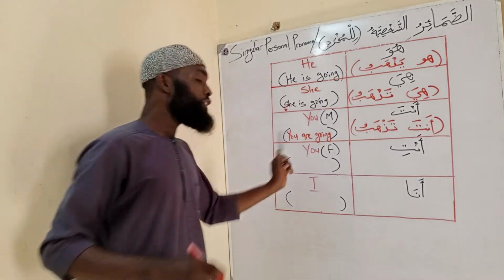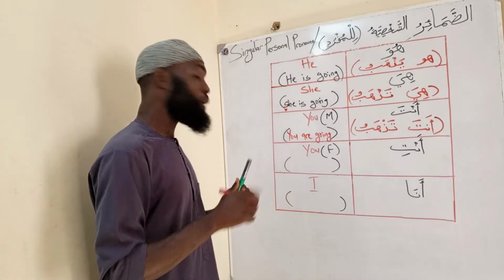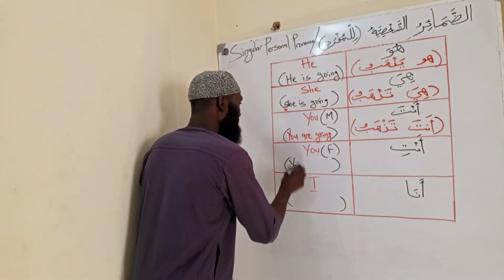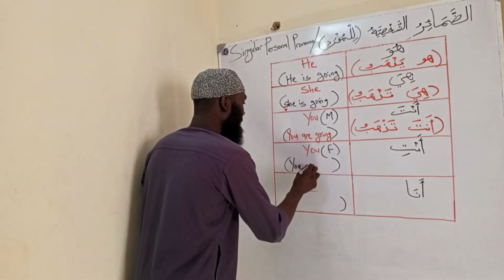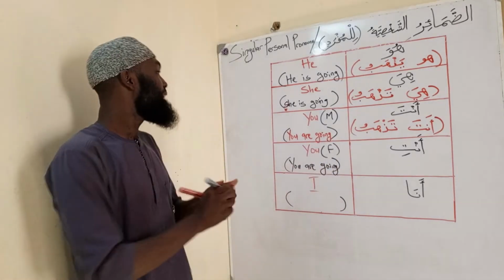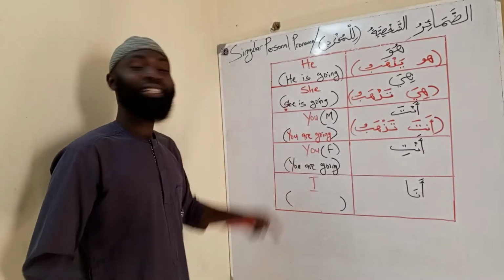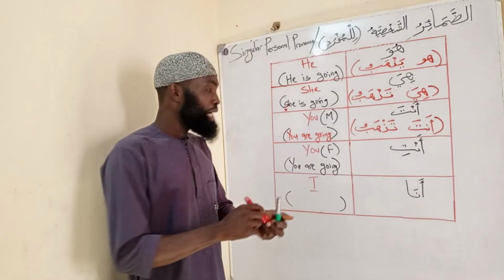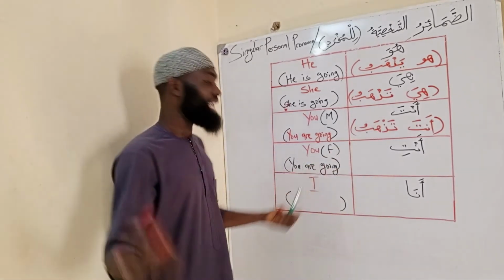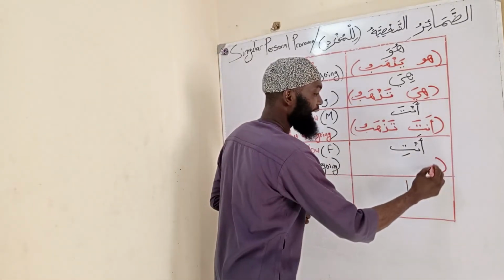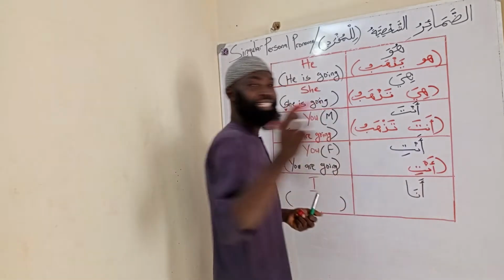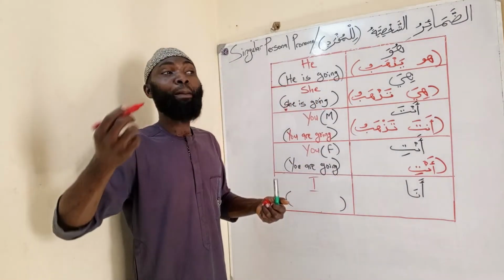MashaAllah. Now if you have a female and you're talking to her, you will simply say you are going. The same as here, you are going, in the English language. You can see the words are the same. But in the Arabic language, the verb will also change, just as the pronoun will change. The pronoun to be used here is anti for a female, meaning you, female. Then you say tadhhabina.